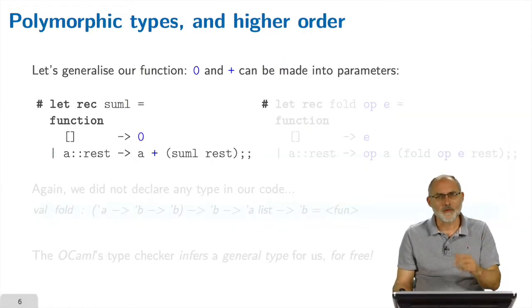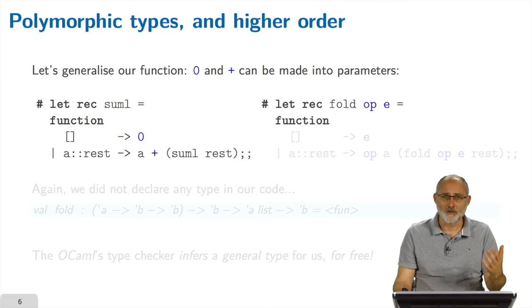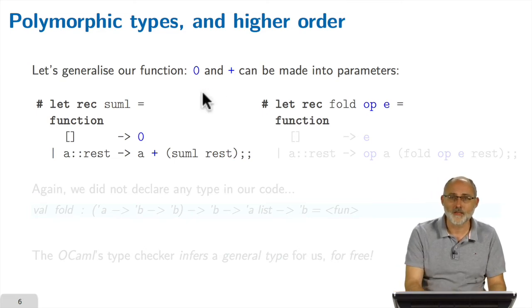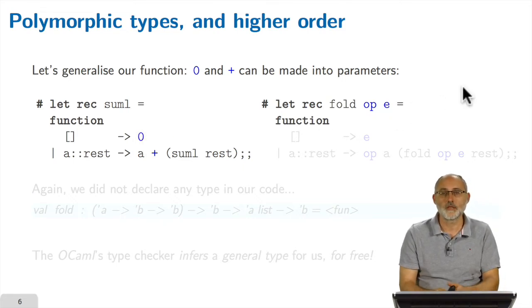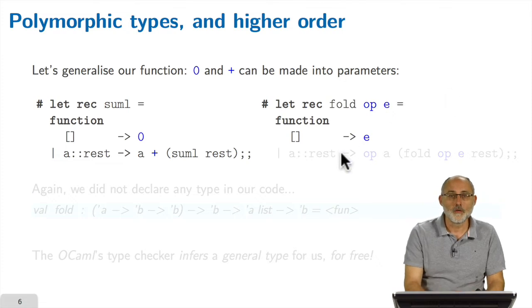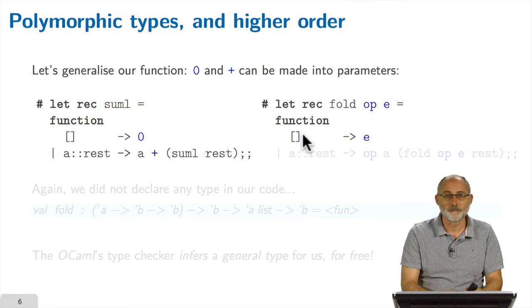So I will rewrite the function and give it a new name. Let's call it fold now. It has 2 extra parameters: op, which will play the role of this plus operator here, and e, which plays the role of the result returned for the empty list. Okay, so it's again a definition of the function. It is defined by cases. On the empty list, instead of 0, I will return this e here.